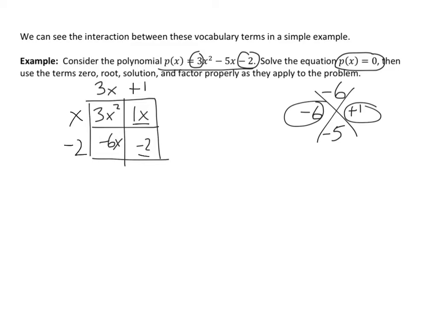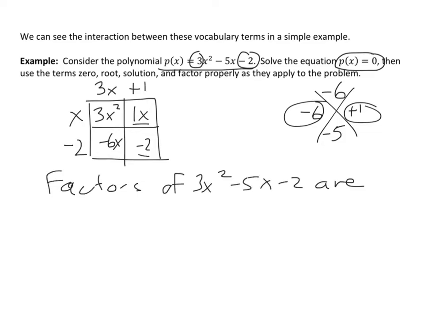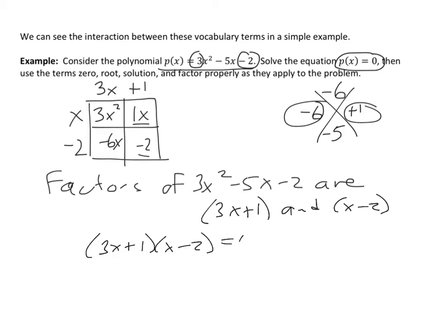So we know that the factors of 3x squared minus 5x minus 2 are 3x plus 1 and x minus 2. So next we might think about the idea of solutions, right? If these are the factors, it means that 3x plus 1 times x minus 2 equals 0, because we're told that we're supposed to solve the equation p of x equals 0. So I'm taking the factored version of p of x, and I'm setting it equal to 0.